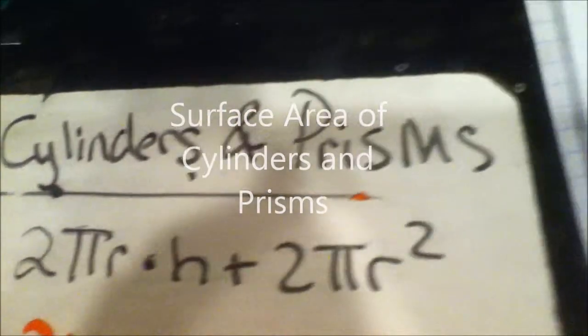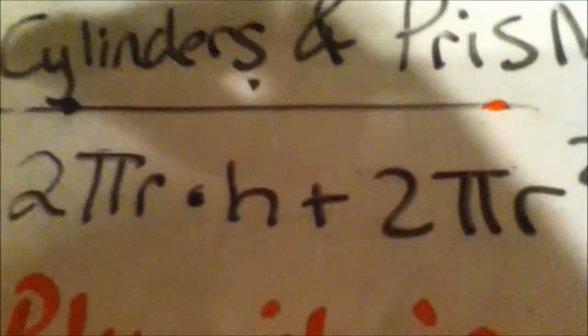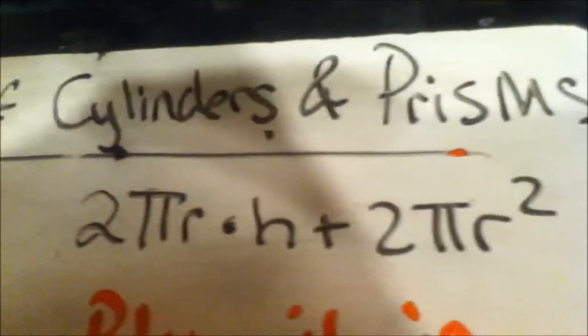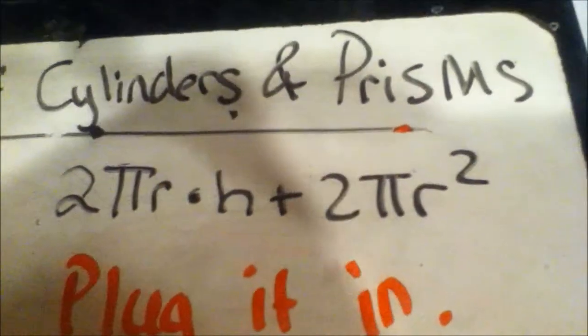Yes, this is surface area of cylinders and prisms. This is a lot to do, so I just kind of got started with it, but I still have a step-by-step thing I do. We have a normal cylinder with a radius of 4 centimeters and a height of 6 centimeters. For surface area, your equation will be 2 pi r times h plus 2 pi r squared.